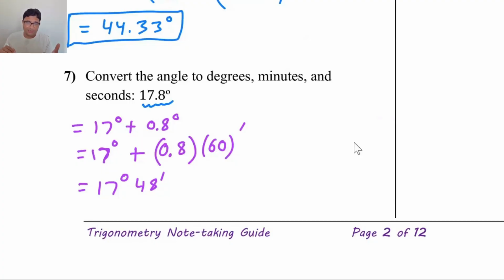If it was more than 60 minutes, then I would take the degree part out of it. I'll take the multiples of 60 out of it. And the remaining part you can convert to seconds if you want. Or if there was still a decimal, then that decimal in minutes would be converted to seconds. We don't have decimals anymore. So we're done here. Okay.